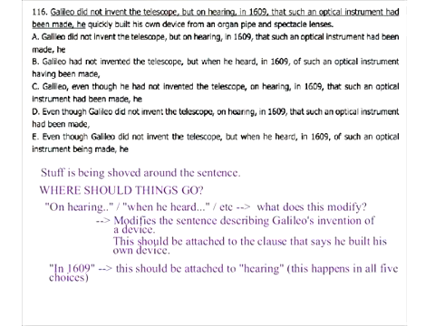Here's "on hearing in 1609." That's a smaller highlighter than I would like. Okay. There's that modifier. Here it is in choice A. Here it is in choice B. Here it is in choice C. Here it is in choice D. And here it is in choice E.